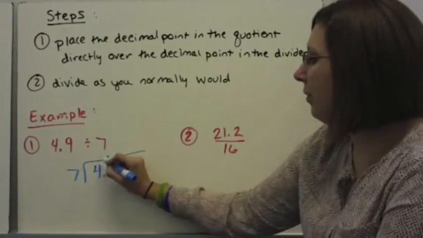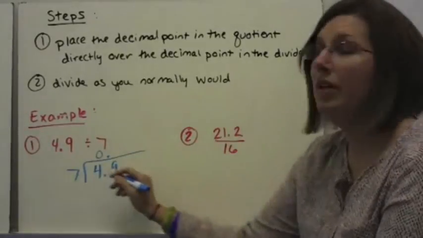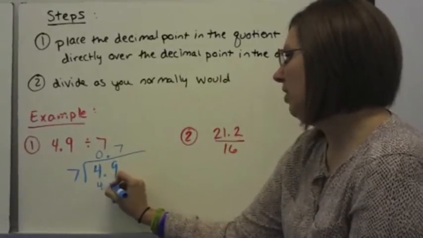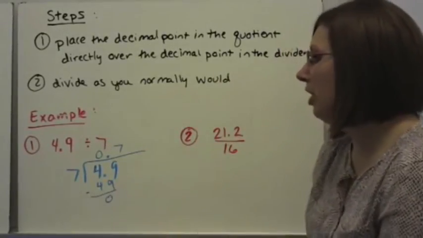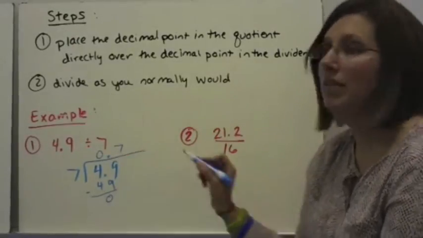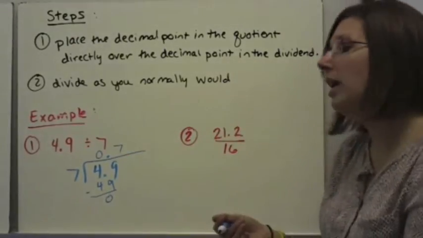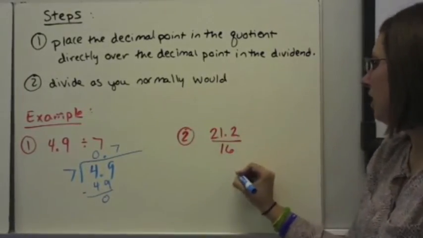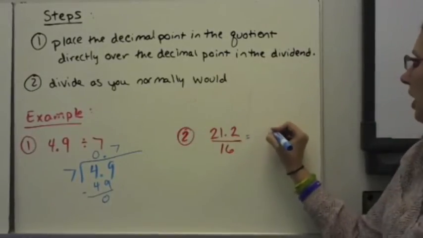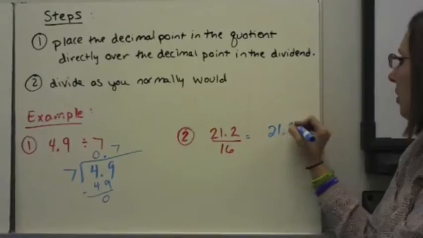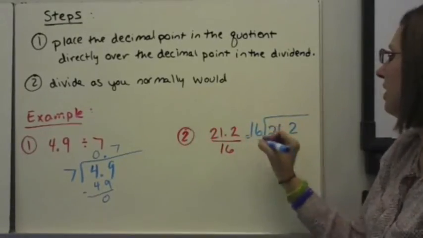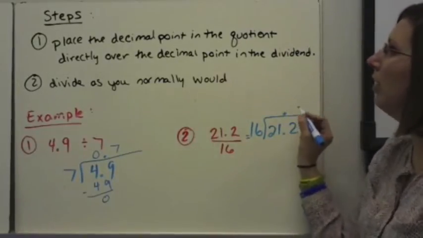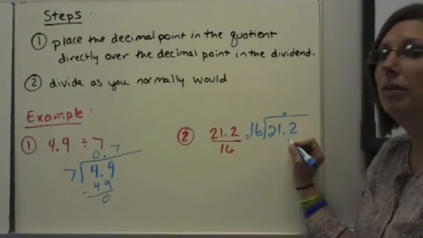So I ask myself, can 7 go into 4? No, it cannot. But 7 goes into 49 exactly 7 times, because 7 times 7 is 49 with no remainder. So my final answer is 7/10, 0.7. Okay? Here's another situation. It's set up like a fraction, but my numerator is going to go inside the house. Let's do it over here. 21.2 divided by 16. I'm going to complete step 1 by putting the decimal directly over the decimal point where it was, and I divide.